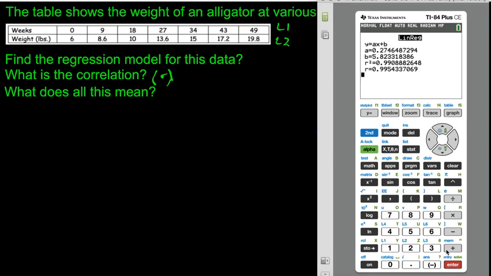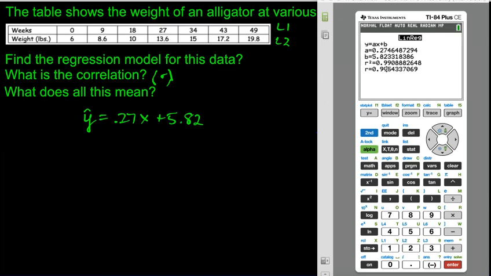And we see we did okay with our estimate from the last. So we get y equals ax plus b, where a is 0.27 and b is 5.82. So the regression model right off of the calculator screen is y. We usually say y hat, because this is a predicted equation. The regression model is about y hat equals 0.27x plus 5.82.